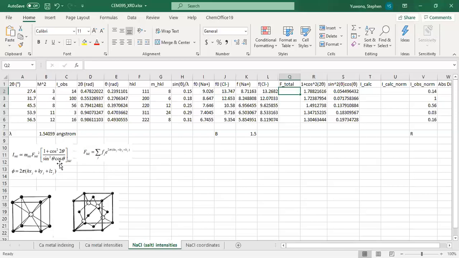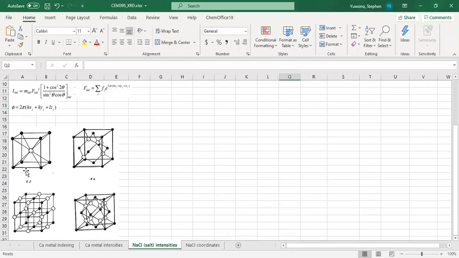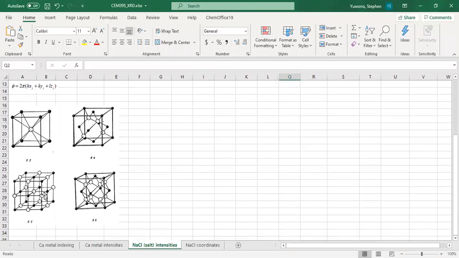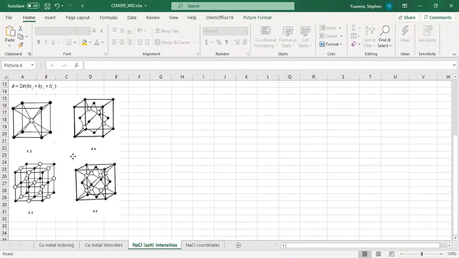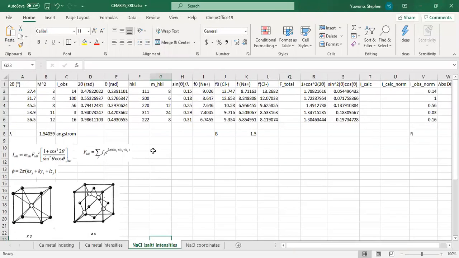Now, the tricky thing about this is that now we have to know the coordinate of all ions in our unit cell. So now we have to figure out how to do that, and that's why you have to know the structures a priori, and that's why this is an extra credit exercise. So let's try and do that and try to obtain the phase factor here so that we can calculate the total scattering factor.